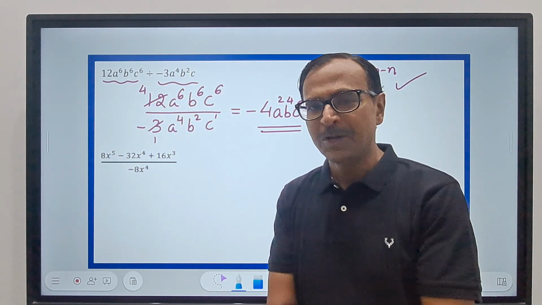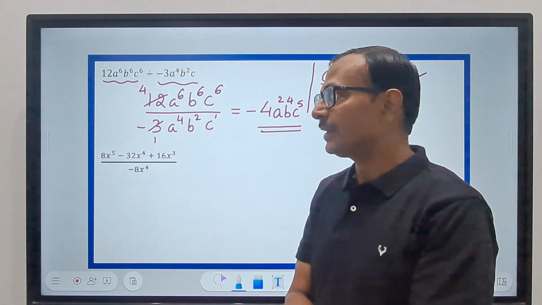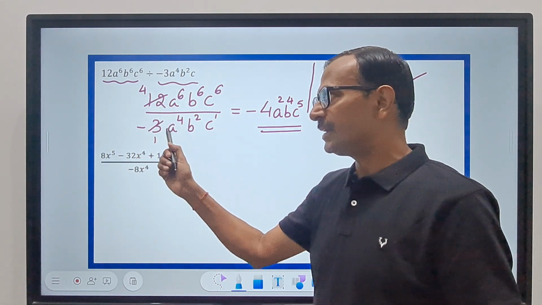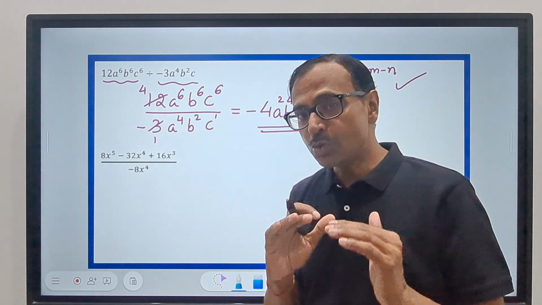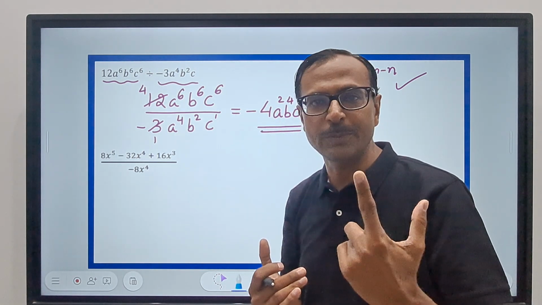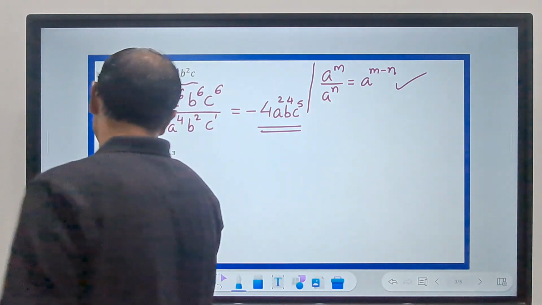Right, friends? What are the other things we have to take care about? One is the negative sign, the other is the numerical part. 12 divided by 3 is 4. And what should be written in the numerator and what is to be written in the denominator, that is also important. Right, friends? Let's see the second one here.